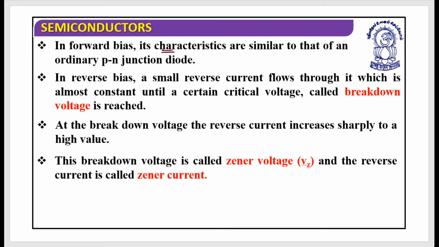So in forward bias, its characteristics are similar to those of an ordinary PN junction diode. But in reverse bias, a small reverse current flows through it, which is almost constant until a certain critical voltage, which we call the breakdown voltage, is reached. At the breakdown voltage, the reverse current increases sharply to a high value. This breakdown voltage is known as the Zener voltage, and the reverse current is known as the Zener current.